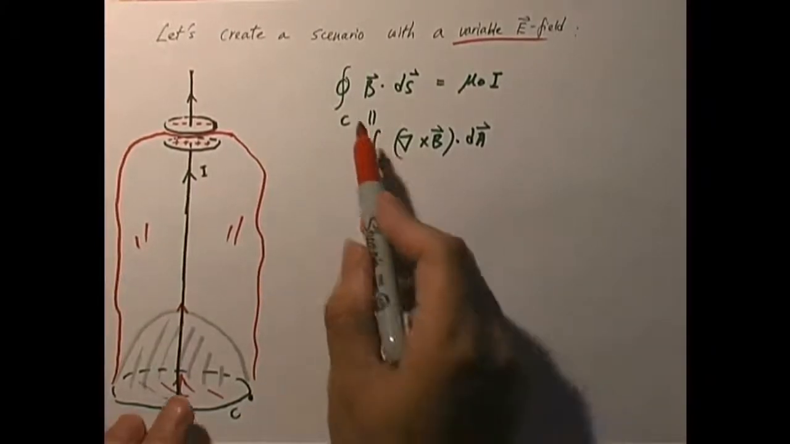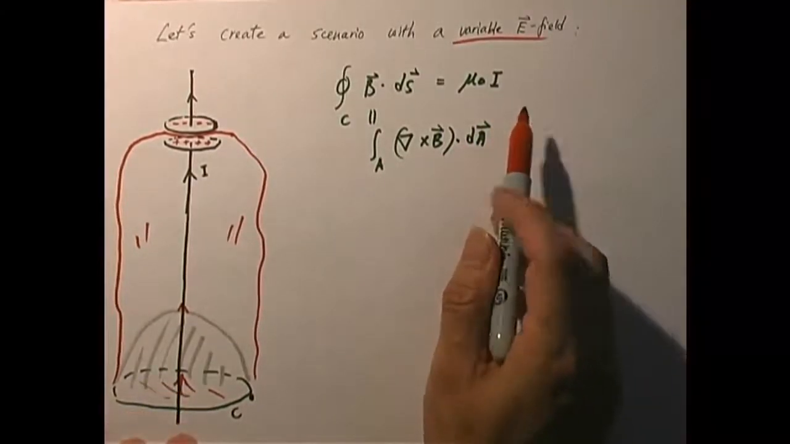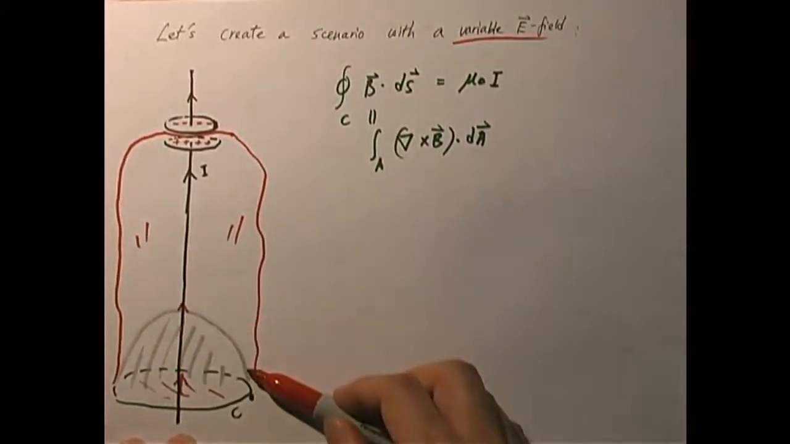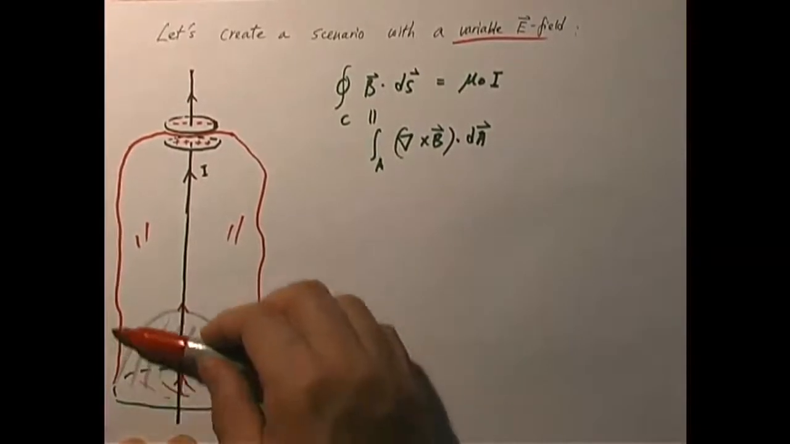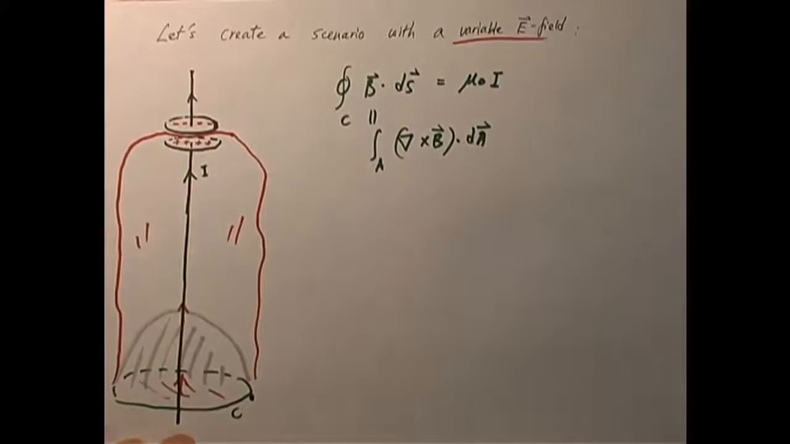If we insist on using this formula, which is Ampere's law, by the way, we found that we can use it, no problem, if this is our surface. But we will have a problem if I use that particular area to apply Stokes' theorem. So how does one solve this problem?